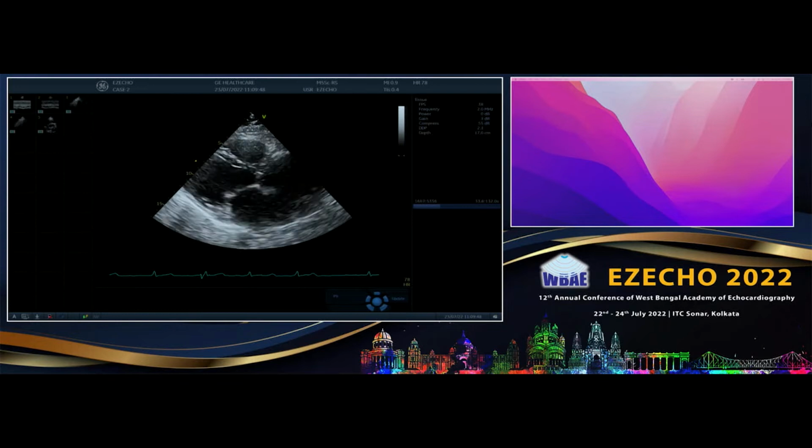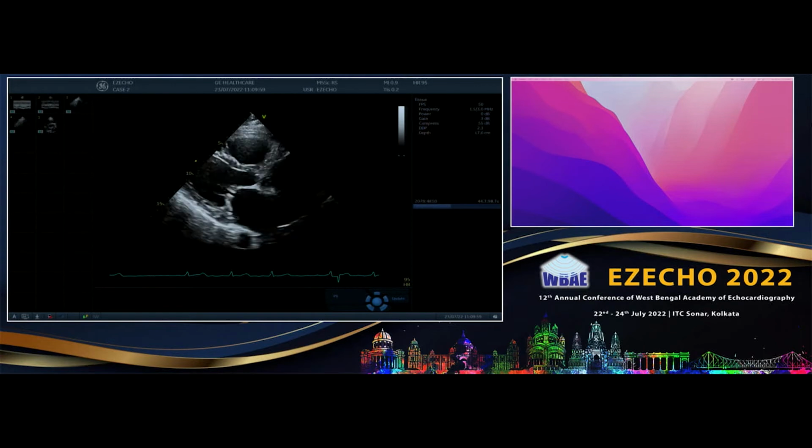You can see on the right side there is a frequency called 2.0. See, suddenly it starts looking thick now.